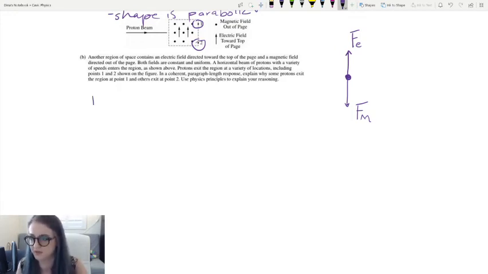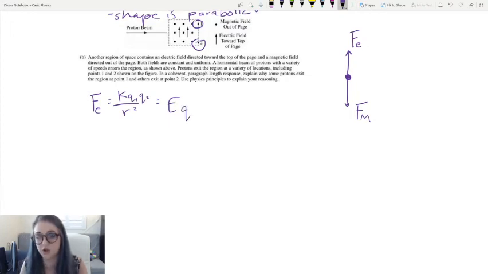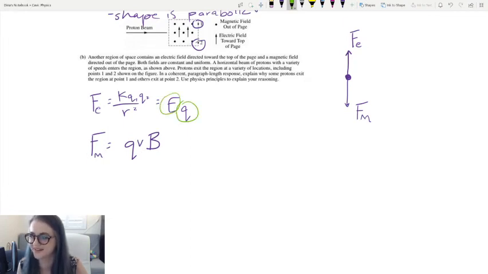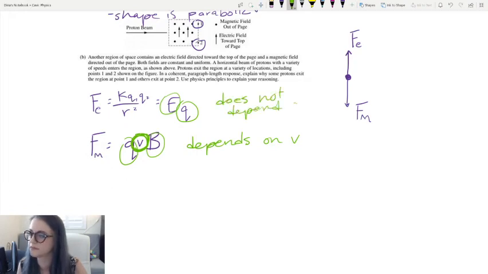So let's think about what these 2 things depend on. We could find the electric force by doing kq1q2 over r squared, or we could do the electric field strength times q, whatever the charge of those protons is. To find the magnetic force, we're going to use qvB. And you're going to see a big difference here. This depends on the field strength and the charge. This depends on the magnetic field and the charge and the velocity. And the reason that's so important is it tells us that our protons enter with a variety of speeds.